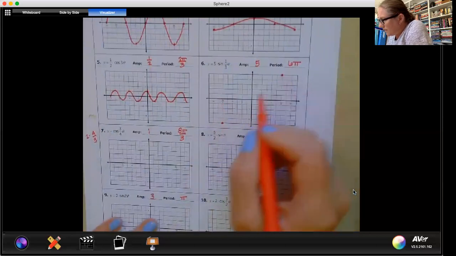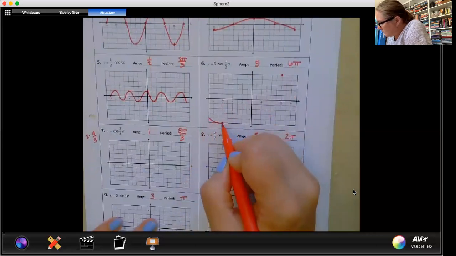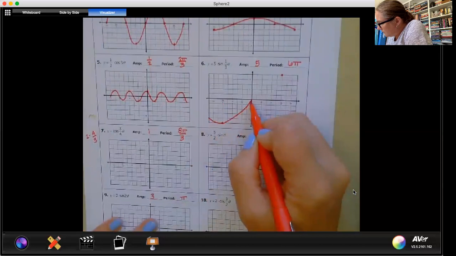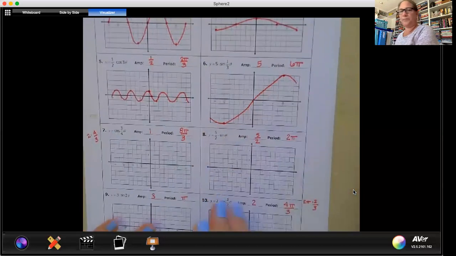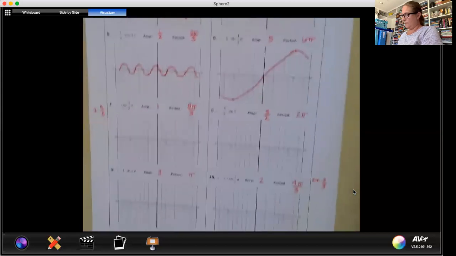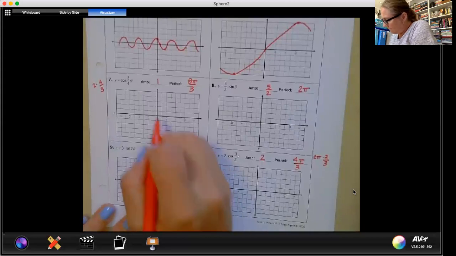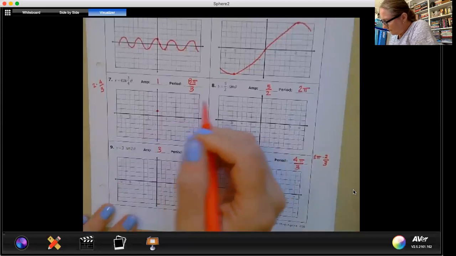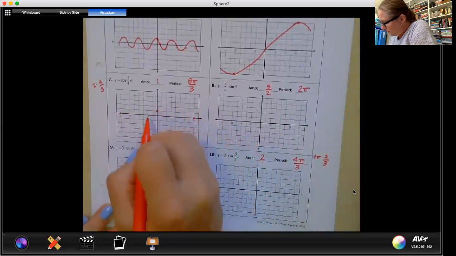I'll just count to see where those end up. And for number 7, cosine 3/4 x. Touches at the pi's. 1, 2, and almost to 3.